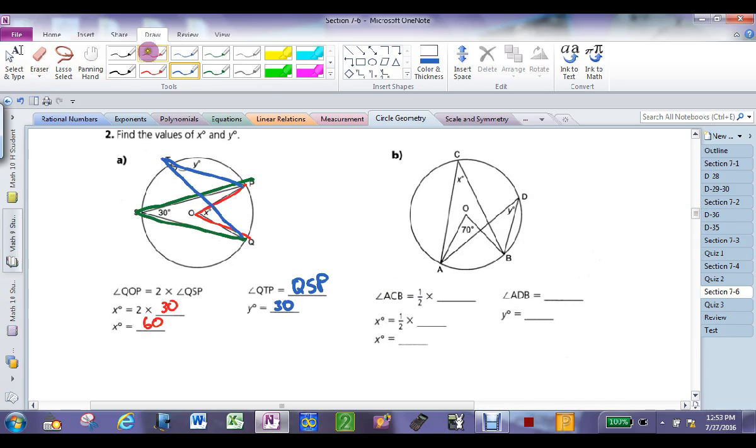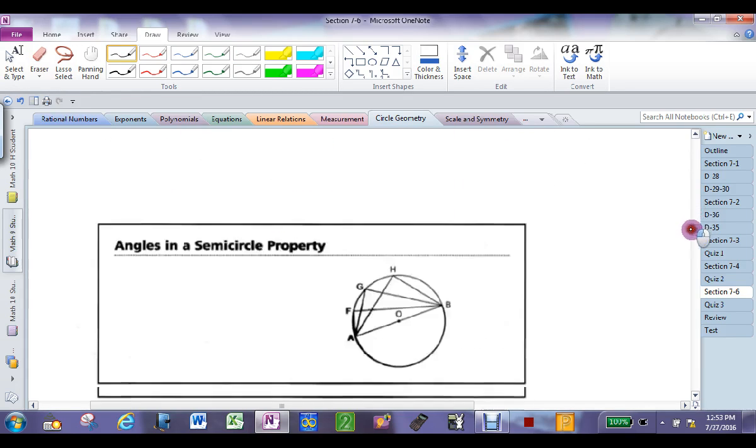ACB is half of what angle? AOB. So it's half of 70, which is what? And ADB has to equal ACB. Why? They're both inscribed from the same arc, yes? So it has to equal that, which is 35. Can everybody do it? Yes, sir. Great. Next page.